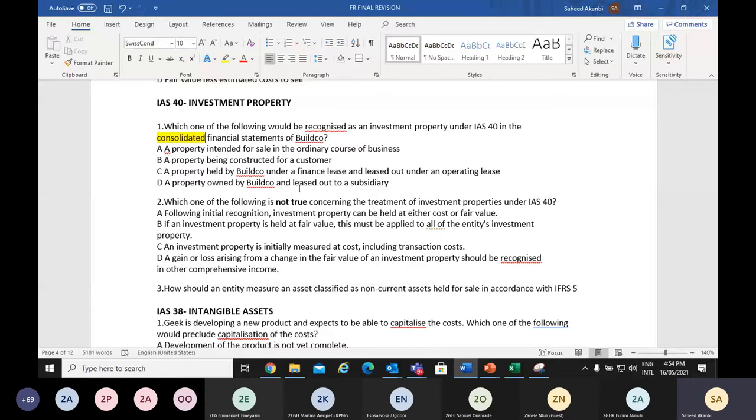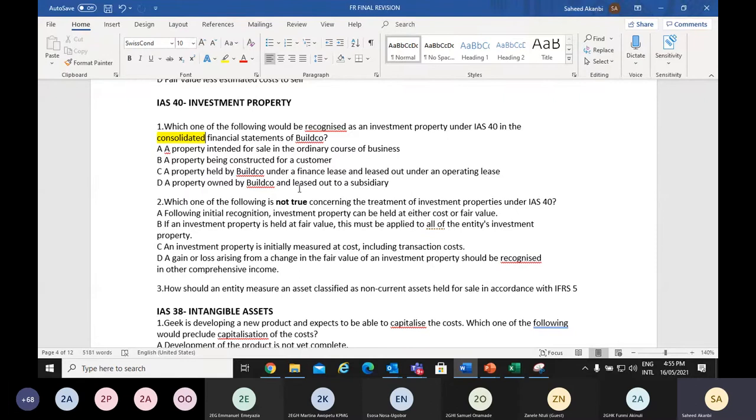The major reason why D is not an answer here is not only because it is a subsidiary. The ultimate reason is because this question said in the consolidated financial statement. So the answer to this question is what? C. C for Canada. Are we fine? Yes.